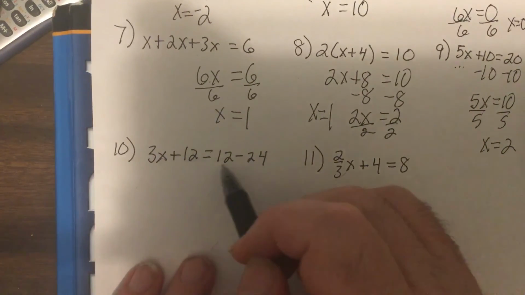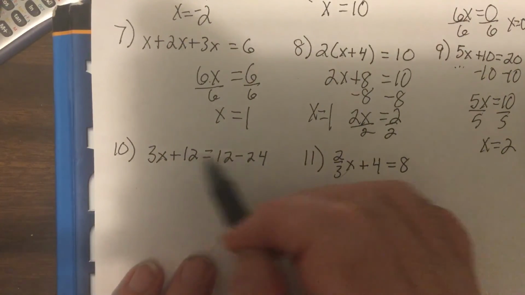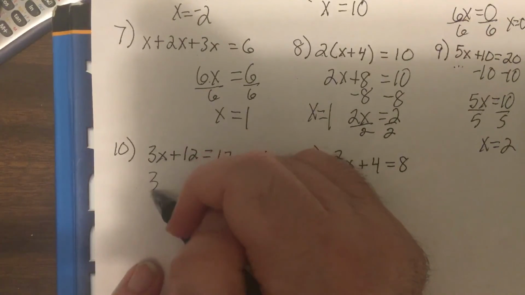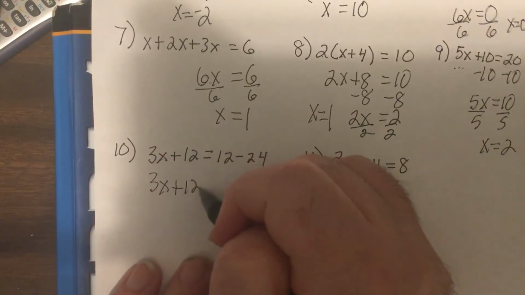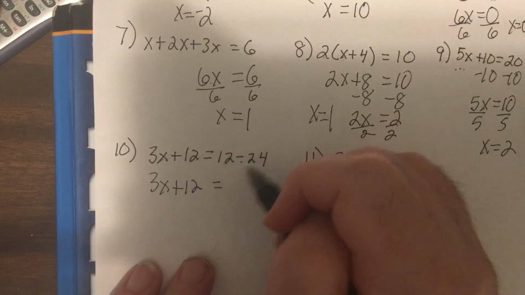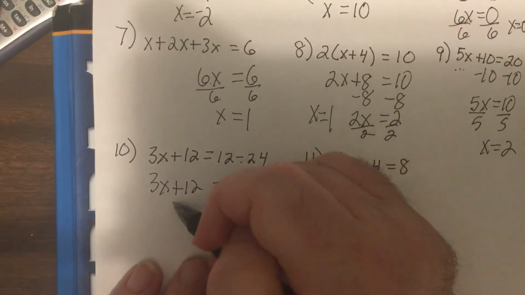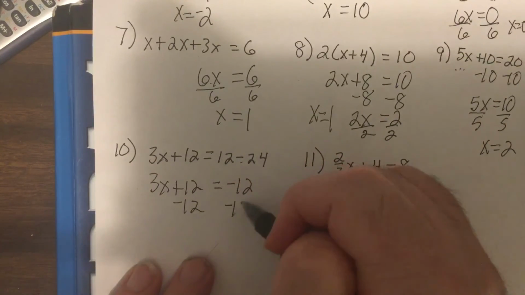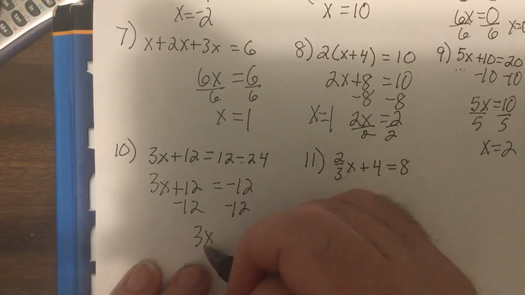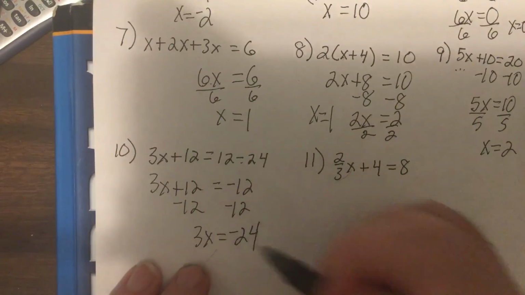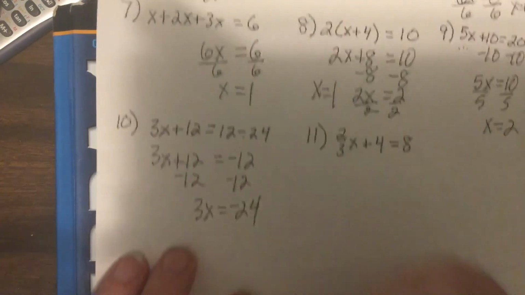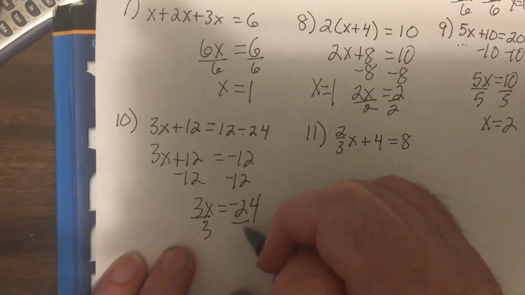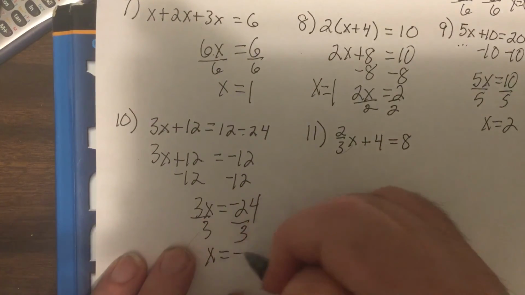Oh my goodness. Simplify this first and then figure this one out. So, woo, I am making it difficult for you guys. 12 minus 24 is negative 12. Subtract 12. So 3x equals negative 24. So divide by 3. x equals negative 8.